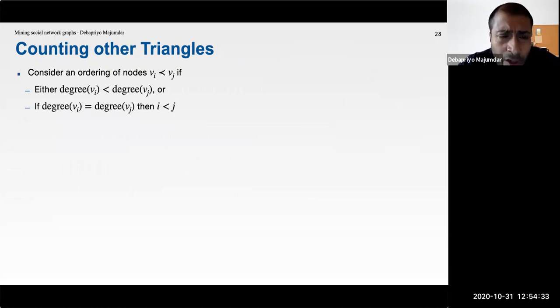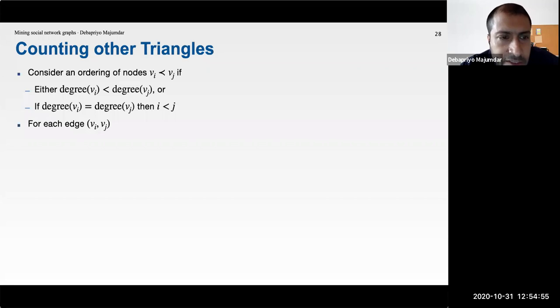If the degrees are small, then the nodes had some kind of an ordering or index, right? An ID. So then i should be less than j. So first order by degree. If degrees are tied, then order by the ID of the node. So that will be our ordering. Okay, we'll do the ordering because we want to avoid duplicate counting. We'll see in a moment.